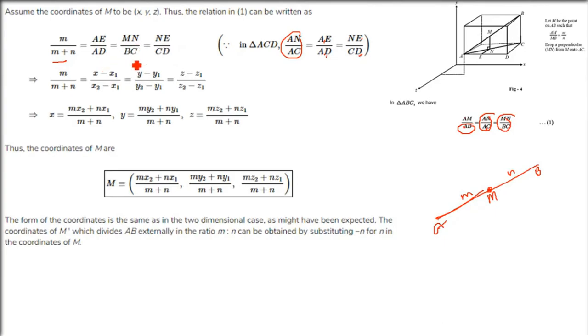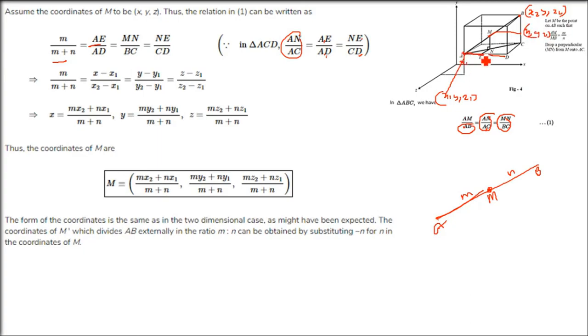Right? So what is AE? What is MN? What is NE? Let me tell you about AE and AD, the others you will understand. What is AE? See, this is AE. The point A is x1, y1, z1. The point B is x2, y2, z2. And what is the point M? You have to imagine. What is point M? It is x, y, z.